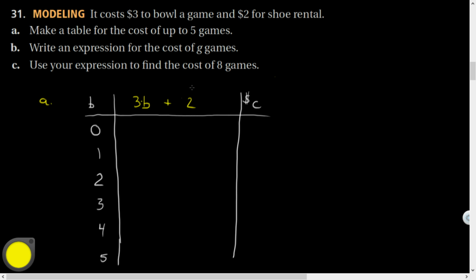But you don't have to keep paying the shoe rental price every time you bowl a game, right? You get to show up, pay for the shoes once, and then bowl. So let's do 3 times 0 plus 2. That's 0 plus 2, which is $2.